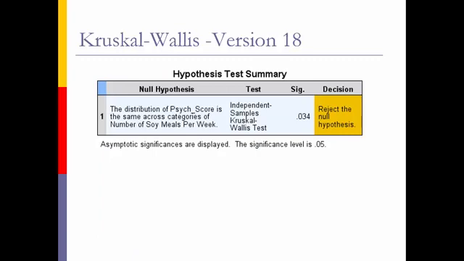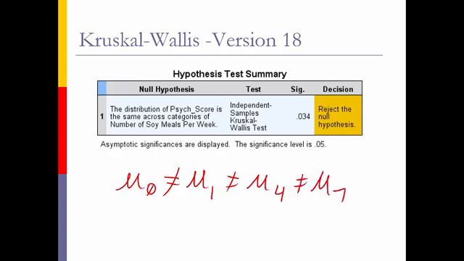Again, we reject the null hypothesis because the significance is less than 0.05. But it's very difficult to interpret. We know that the null hypothesis was rejected. But what does that mean? So we know the mean of no soy meals is potentially not equal to the mean of 1, which is potentially not equal to the mean of 4, which is not equal to the mean of 7.